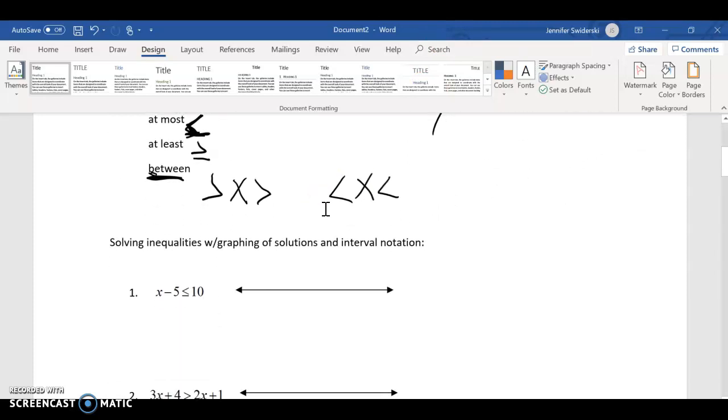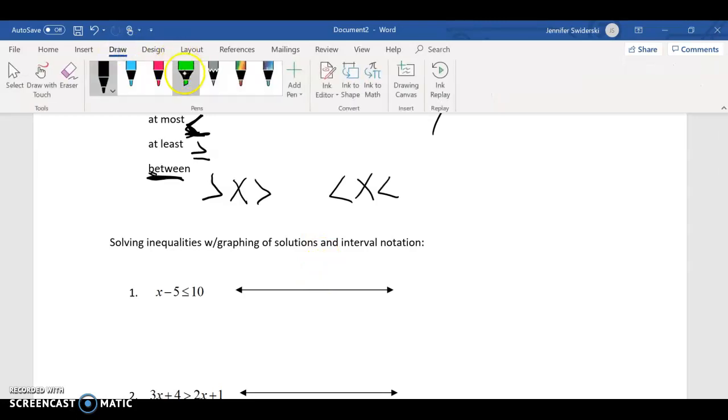So now we're going to solve inequalities by graphing solutions and interval notation. So interval notation is going to be new for you guys. So go ahead and highlight that or put a star next to that. It's really big with graphing this year, so we're going to introduce it today. So when you do this, I like to pretend that there's an equal sign instead of the less than or equal to sign. So if this was an equal sign, to solve for x, we would add 5 on both sides. Add 5 on both sides, you get x is less than or equal to 15, all right?